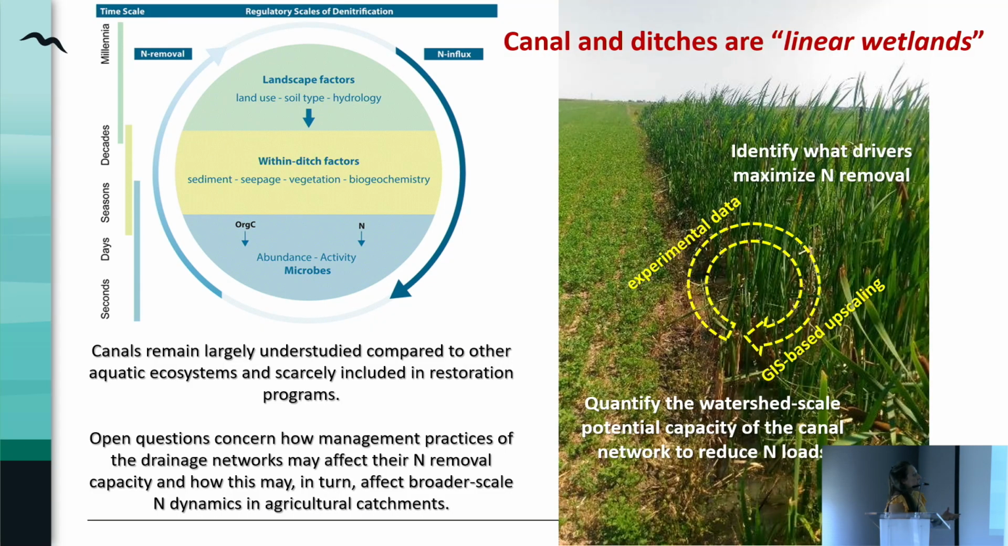And this type of ecosystem, canals and ditches, has the same characteristics of wetlands, and they can be considered as linear wetlands. Our aim was first to identify what the drivers are that maximize nitrogen removal in this ecosystem, and then to quantify the watershed potential capacity of these canals to reduce nitrogen load if we properly manage this ecosystem.